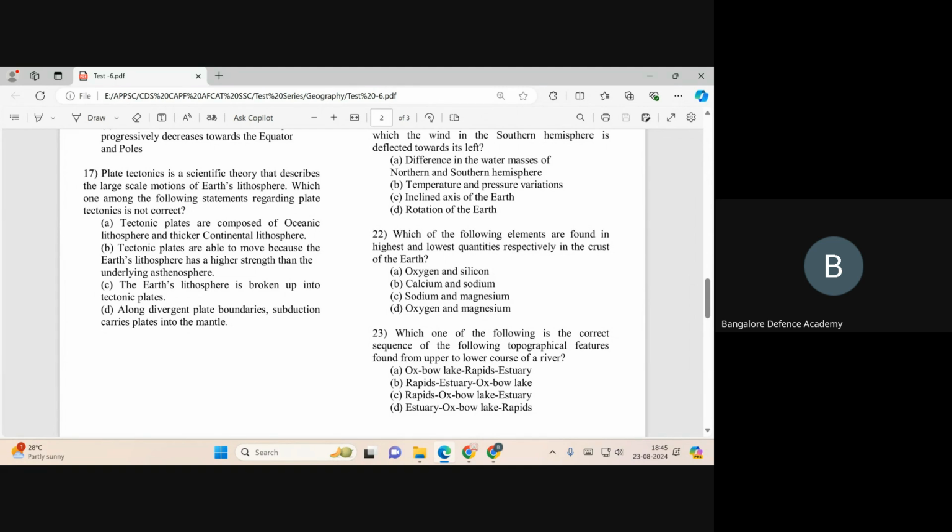See, first and foremost, people who are logical will think that they are asking about the earth's crust. For the earth's crust, oxygen is the maximum. Yes or no? Oxygen is the maximum. So you can eliminate B and C. You are left with the two options.